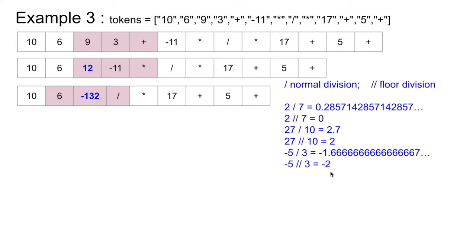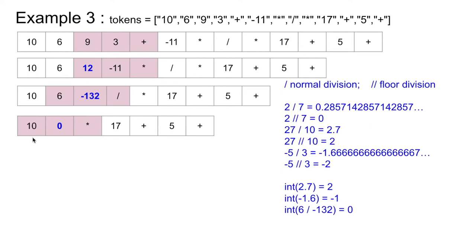Okay, go back to the problem. Here's the Python built-in function int, which rounds the number towards zero. For positive numbers, it is like a floor. For negative numbers, it is like a ceil. This is what we need to solve this problem. 6 divided by minus 132 equals 0.